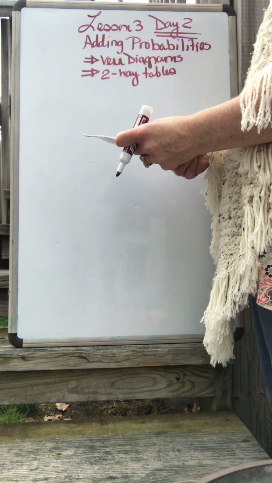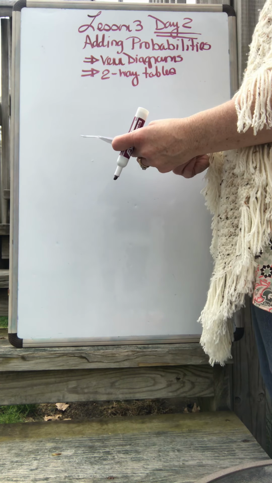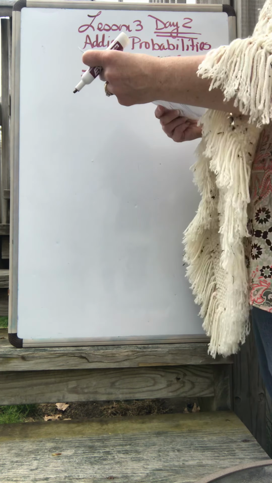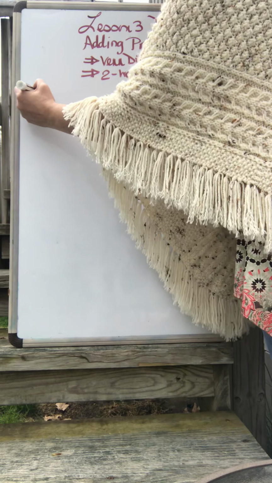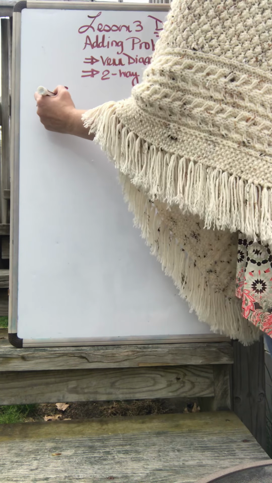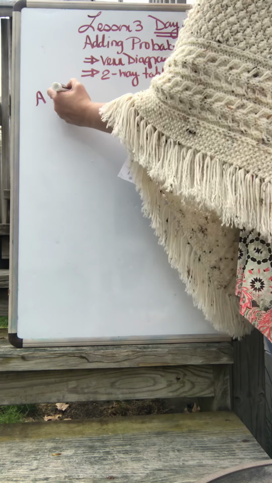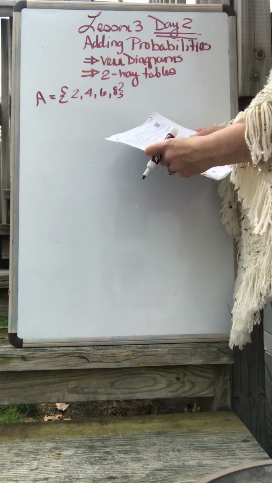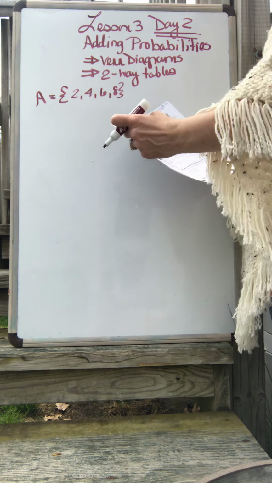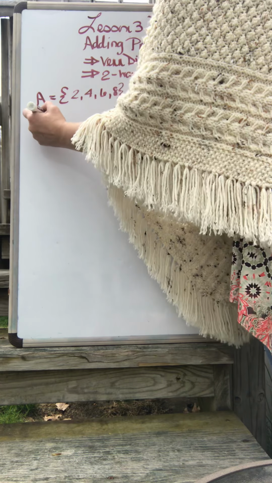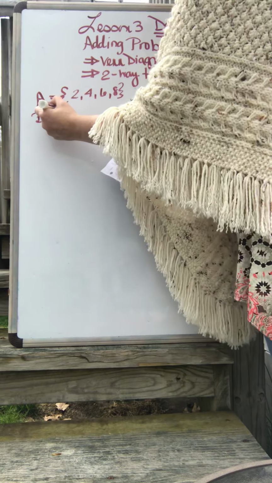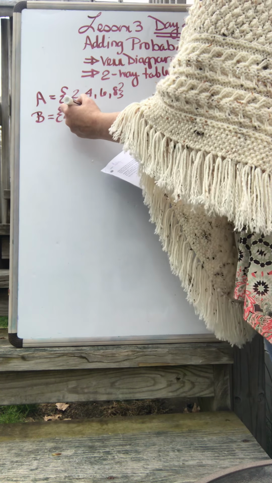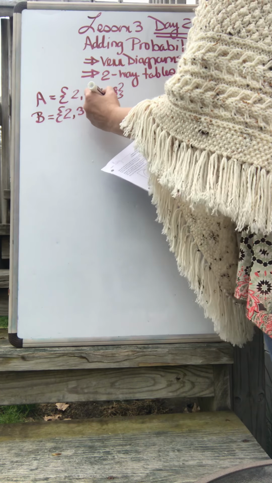Exercise 1, consider this spinner has been divided into 8 equal sectors. And the spinner is only spun once, and A is the event of landing on an even. So A is my set of even numbers, and the even numbers from this spinner are 2, 4, 6, and 8. That's my subset. And B is the event of landing on a prime number. So B, these are my primes. Now, guys, remember, 2 is the only even prime number. So 2 is prime, 3 is prime, 5 is prime, and 7 is prime.